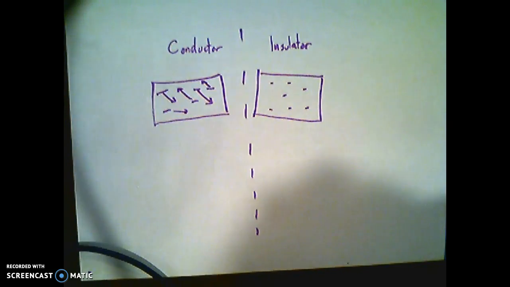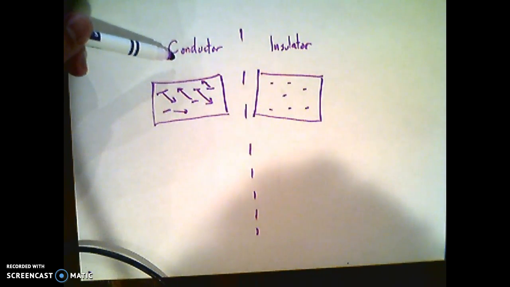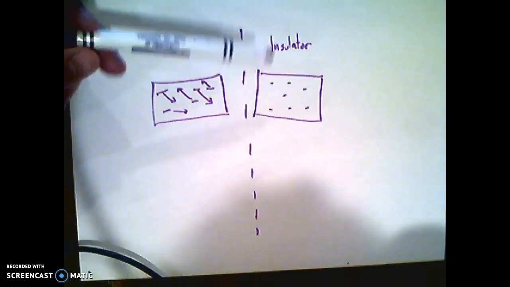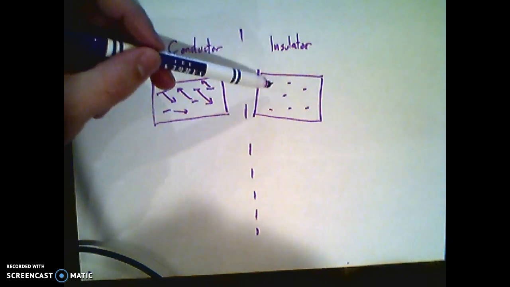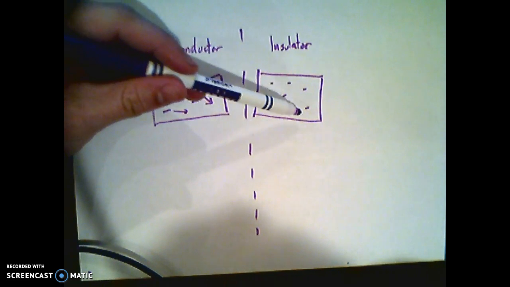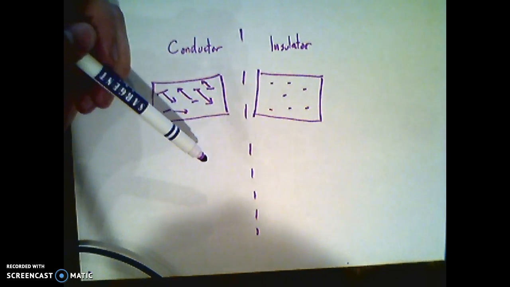Alright, I'm going to start by telling you a story about two kinds of materials. So we have one kind of material that is a conductor, another kind that is an insulator. Now, what makes these materials special is very simple. In the insulator, we have electrons, and the electrons are trapped. They can't move around very easily, and so they just kind of stay put.